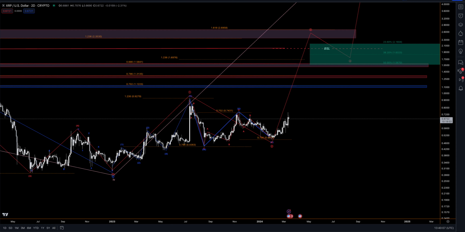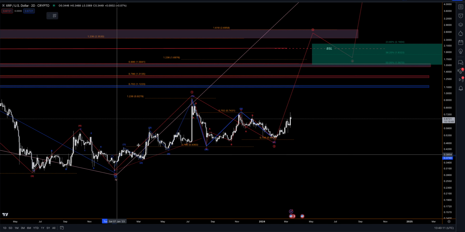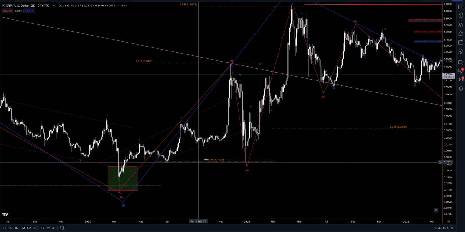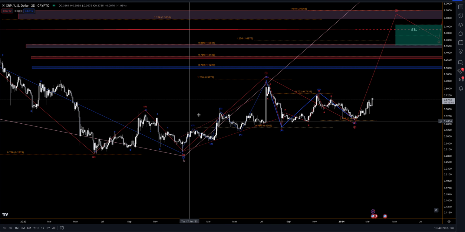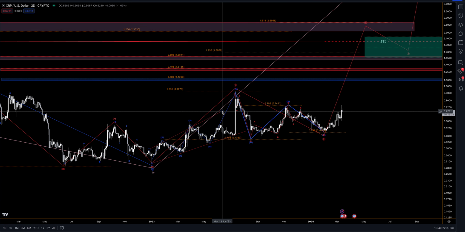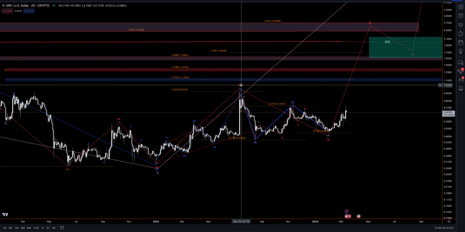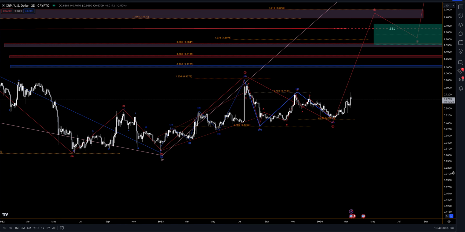We then had what's called a leading diagonal, similar to that of 2020. However, the only difference is that in 2020, we were still within a correction, right? Now, this leading diagonal is the start of our impulsive structure. So instead of this being an A wave, this is actually a wave 1. Okay, so that's very good news for bulls.